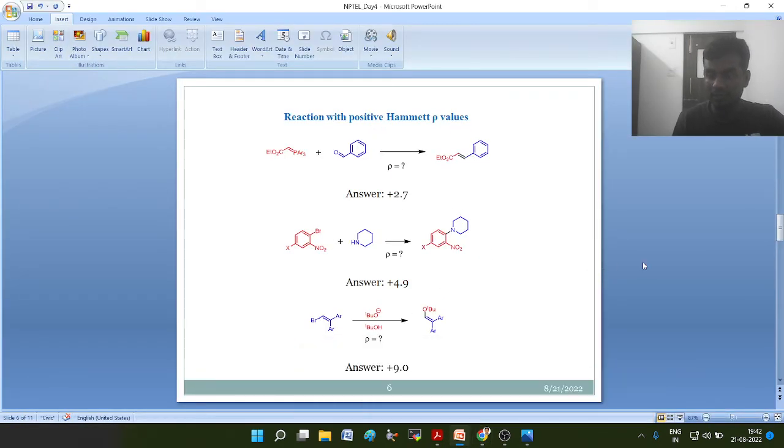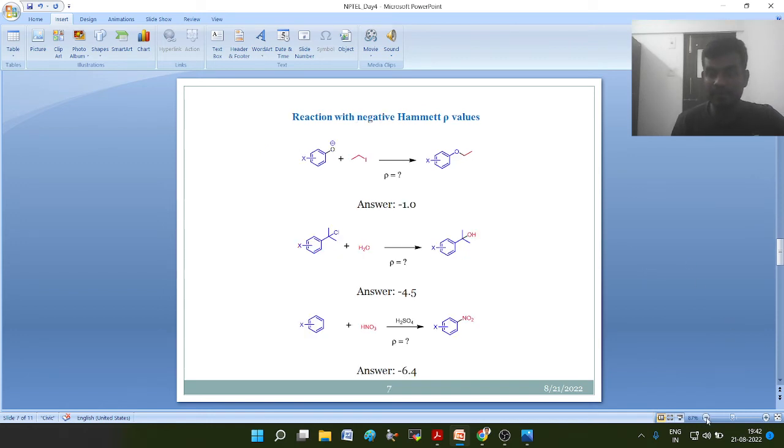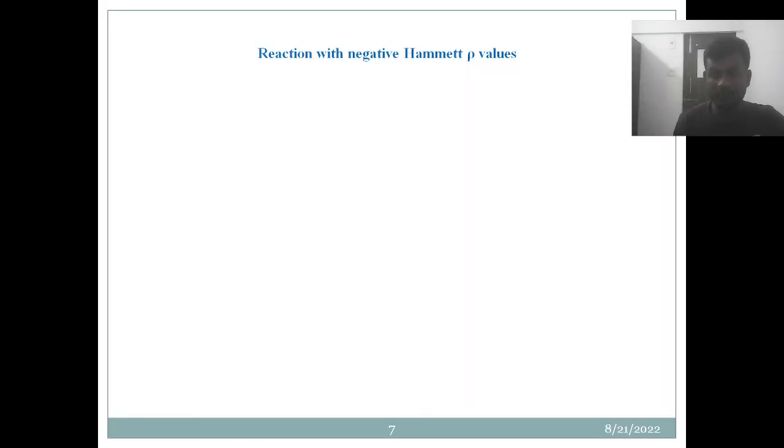Now I will directly go to, I have less time, only 15 minutes. So let's go to these negative Hammett rho values. These are very easy to follow. Here, in the first case, the electron density from the benzene ring will go somewhere else. So overall there's a kind of positive charge here in the benzene ring. So amine groups like NH2, OMe will favor the reaction more. Imagine if there is X equal to NH2 at the para position, these reactions will be faster. Whereas if it is NO2, it will have a slower rate.